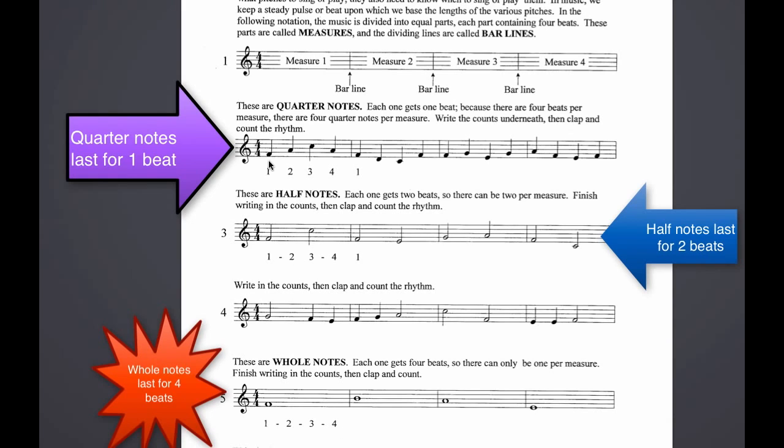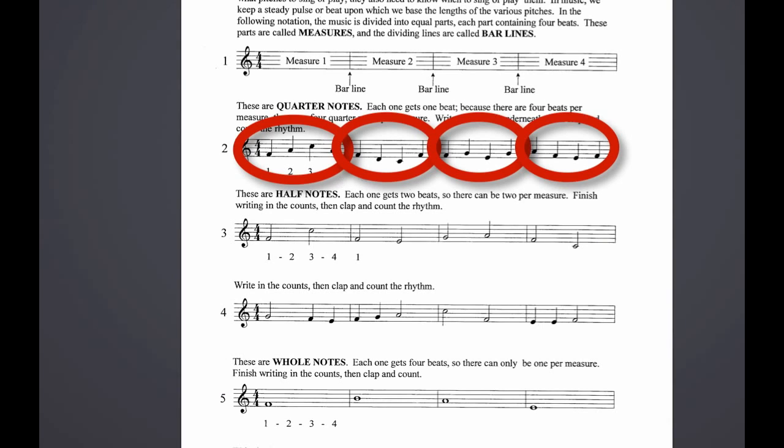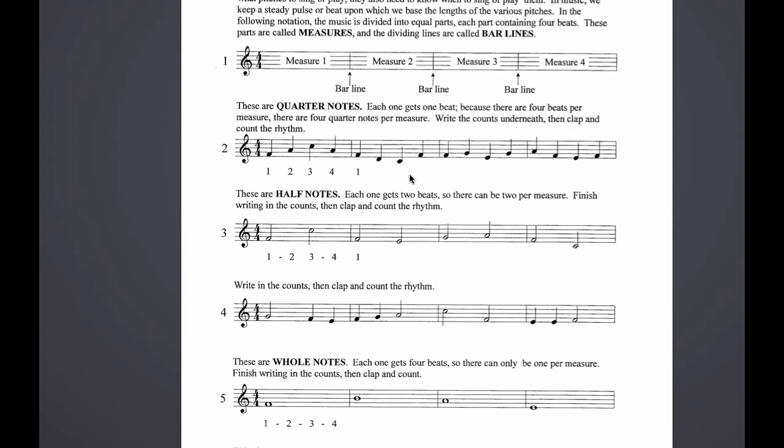When you are writing the rhythm for quarter notes, you do not use dashes, just the number of the beat that they fall on in the measure. Notice that each measure has 4 beats. So this will be 1, 2, 3, 4, 1, 2, 3, 4, and so on. With half notes, remember to put a dash because that note takes up 2 beats. 1-2, 3-4.